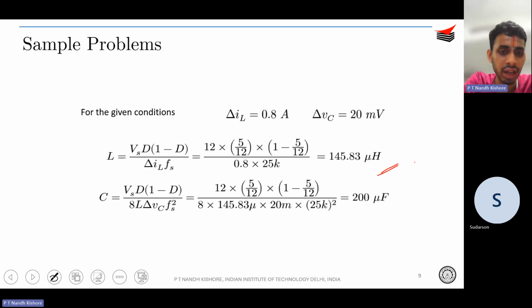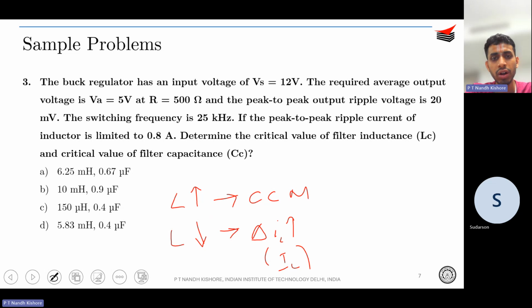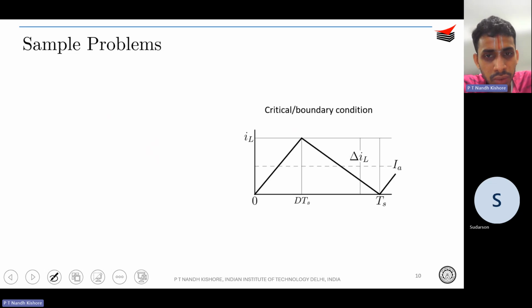So similarly, you can calculate for C as well for the given value of delta VC ripple. They had mentioned it as 20 millivolts. So this is the value of C that you need to put in your system. Okay. However, the question is not the value of L or C. The question is critical value of L or C, right? So as you know, in case you don't remember the formulas or something, it's better to draw the waveforms. Okay, so it will help you.